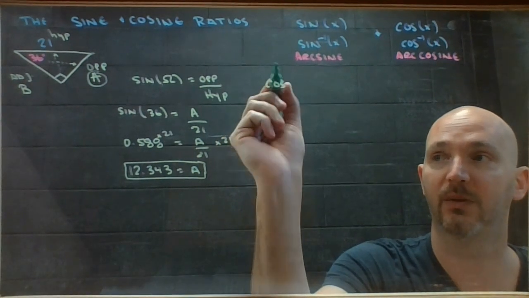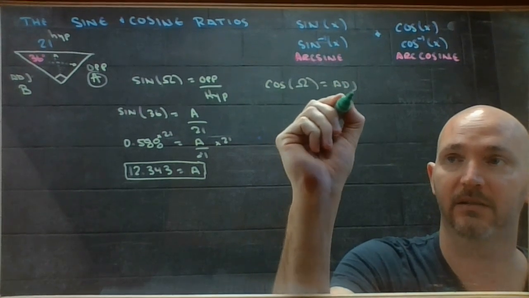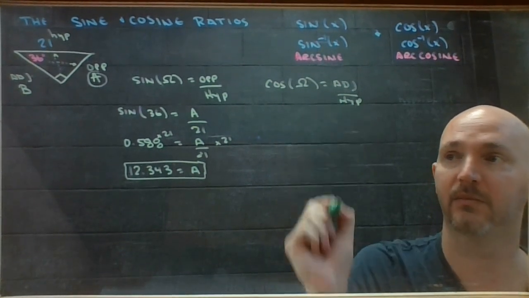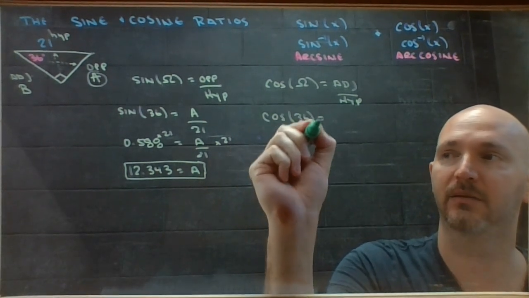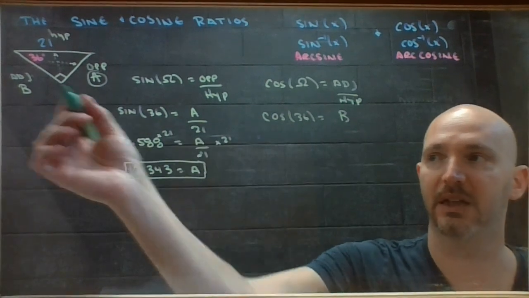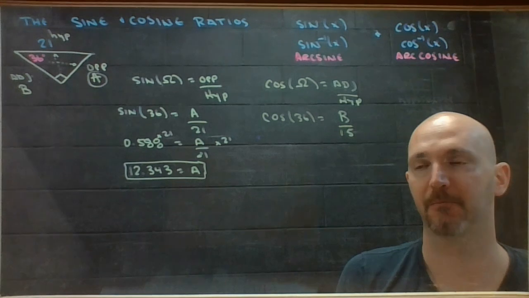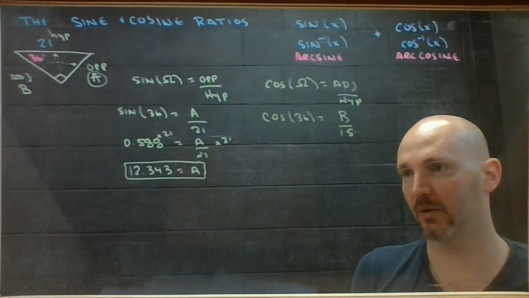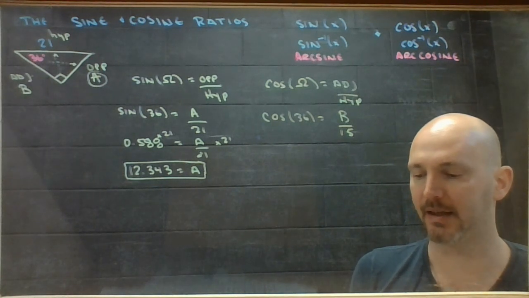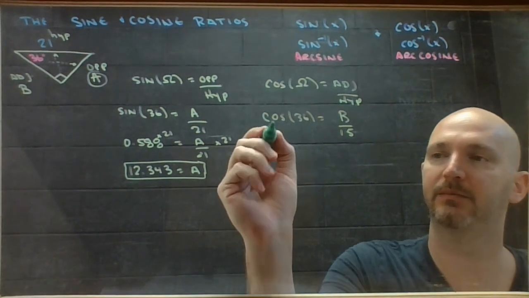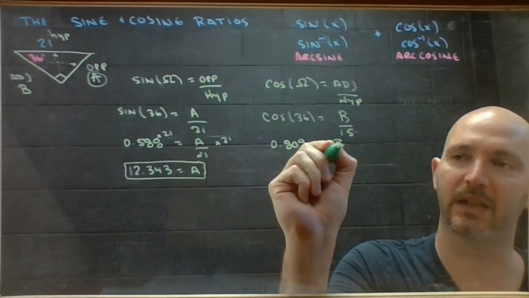So cos of any angle would be the adjacent over the hypotenuse. So cosine of 36 will be B, the length of my adjacent side, divided by my hypotenuse. So we're going to hit cos of 36. And I get 0.809 equals B over 15.